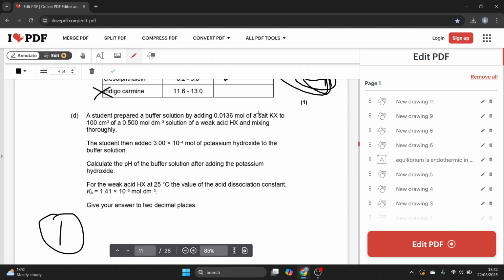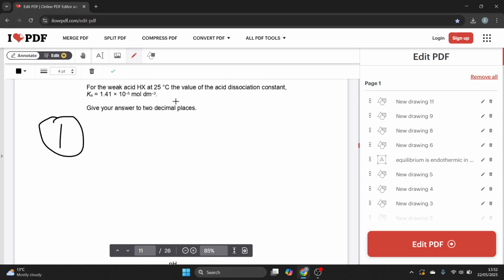It's getting hard now. Very difficult. I'm adding the salt to this much weak acid. I want to work. Okay. Alright, so let me construct a Ka expression, so at least I know what's going on.